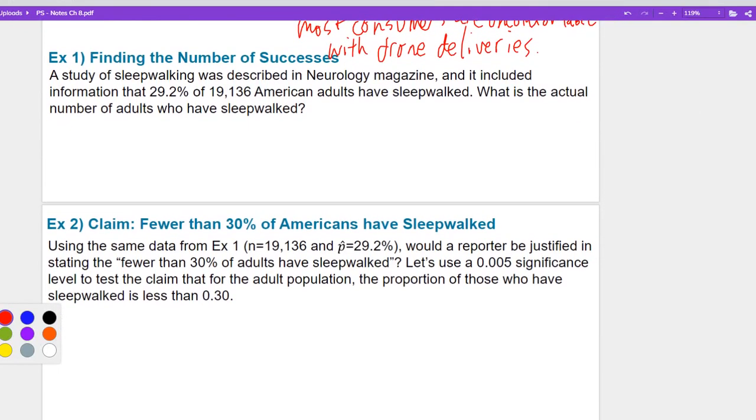Example 1, finding the number of successes. A study of sleepwalking was described in Neurology magazine, and it included information that 29.2% of 19,136 American adults have sleepwalked. What is the actual number of adults who have sleepwalked? This is not nearly as tricky as it might sound. That 29.2% is your p hat. That's the sample proportion, and your n is 19,136. Literally all we're going to do is find 29.2% of that number.